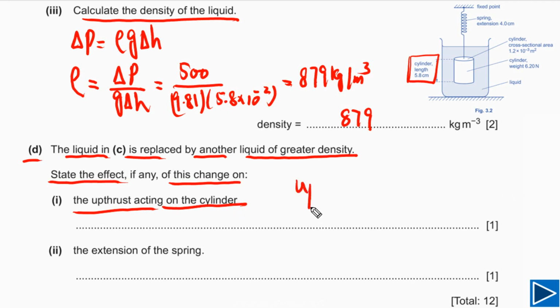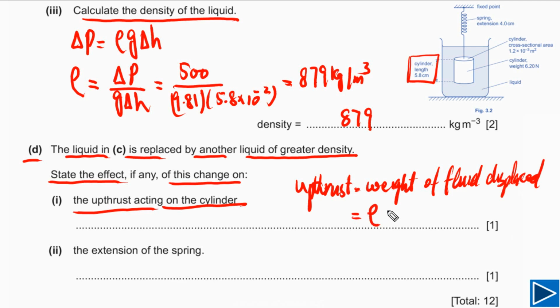First of all, let's try to understand what is upthrust. Upthrust is simply equal to weight of fluid displaced. Simply we can write down this is equal to rho g times V. Rho in this case is the density of the fluid and V is the volume of the cylinder. So if density of the fluid increases, it simply means that upthrust will increase. So we can simply write down in this case upthrust will increase if density of the fluid increases.